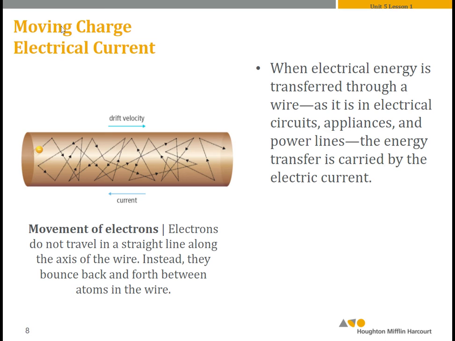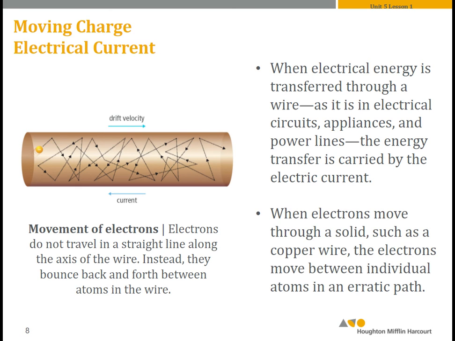When the electrical energy is transferred, or when the electrons flow through the wire, the energy transfer is carried by that electric current. And again, the direction of that electric current is opposite the flow of electrons. If the electrons are flowing left to right, if their drift velocity is left to right, then the current would be right to left. When electrons move through a solid like a copper wire, they don't move in a straight line. They bounce around and generally move left to right or right to left.